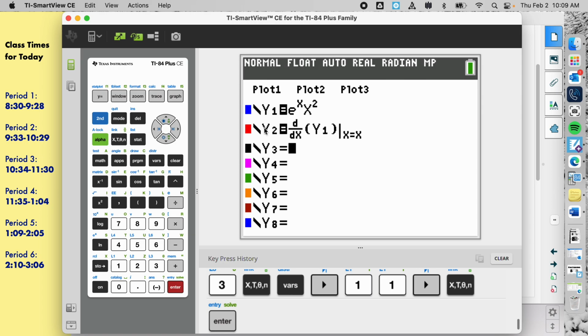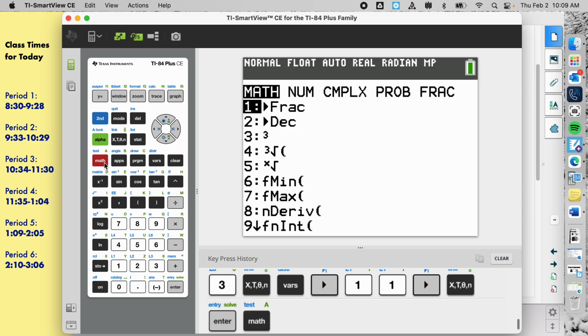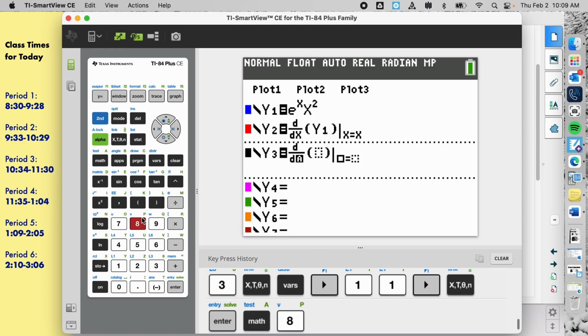Are you guys okay with this line? Did you get that part figured out? Okay, if we want the second derivative, we're going to do the exact same process, but put y2 in here, because that would be telling the calculator to find the derivative of equation number 2. So every one of these buttons can be found in multiple places.